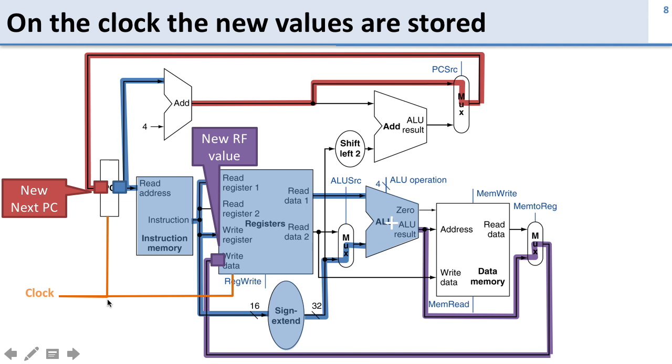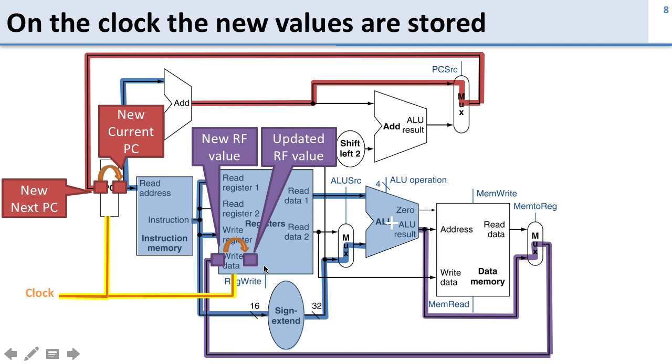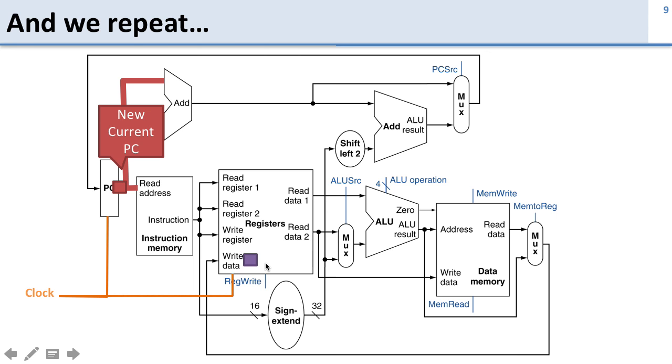Now, the clock signal comes along, and what happens when the clock signal comes along? Well, we're going to take these things that are waiting, the new PC, and it's going to become the current PC, and the new data for the register file, and we're going to save it in. So we go ahead and save those things into our register file and as our PC. Now we've got our new next PC and new data in the register file, and repeat the whole thing all over again.